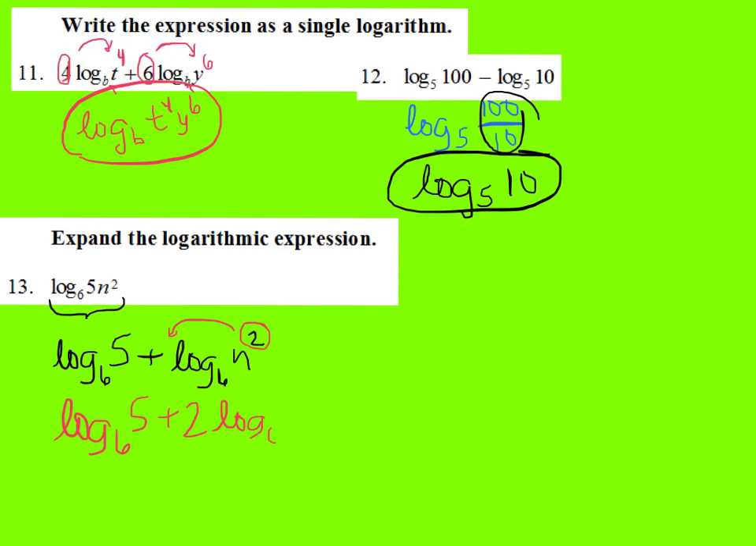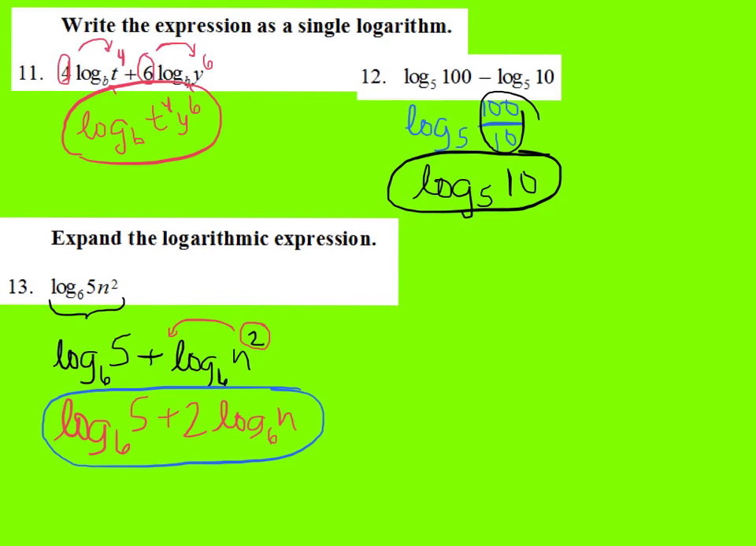Now it's important to know that you do not move this 2 at the beginning because the 2 is not attached to the 5. The 5 is its own separate entity. So first I need to break that 5 off. Then once it's broken off and I've got my n squared by itself, at that point in time I can move this. So your final answer is log base 6 of 5 plus 2 log base 6 of n.